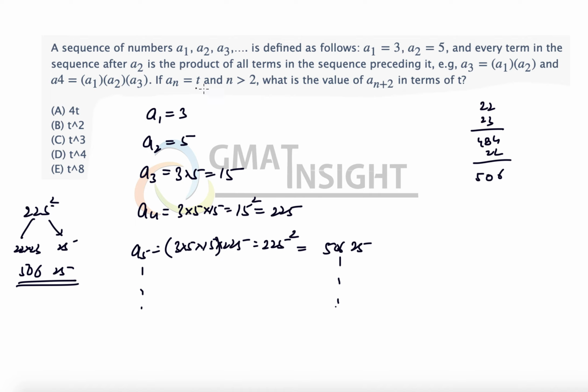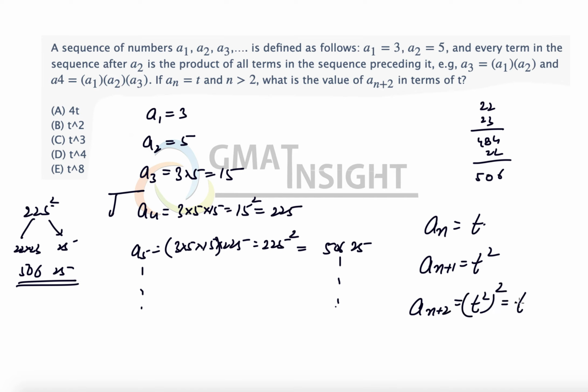Now the question is, if an is equal to t, what is the value of an plus 2 in terms of t? Now that we have understood that every term is actually going the square of the previous term, right? After a4 onwards, every term is the square of previous term. So if an is equal to t, then an plus 1 has to be t square, and an plus 2 has to be square of t square, that means t raised to the power 4, and that's why our answer will be option D.